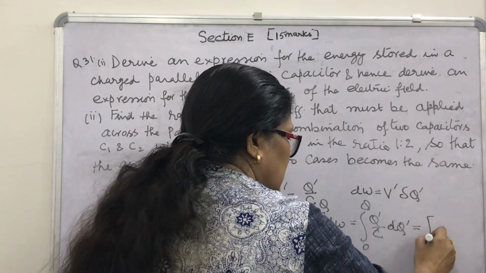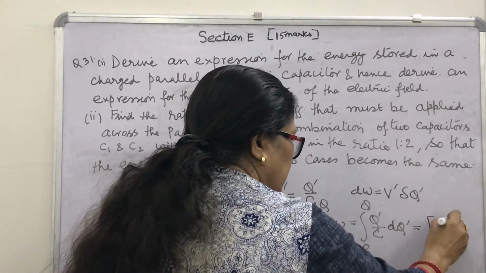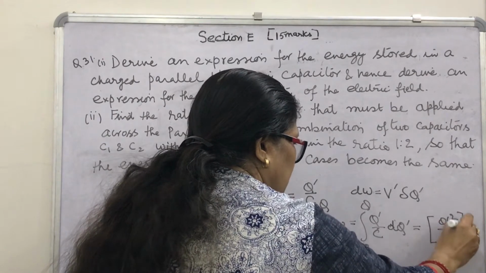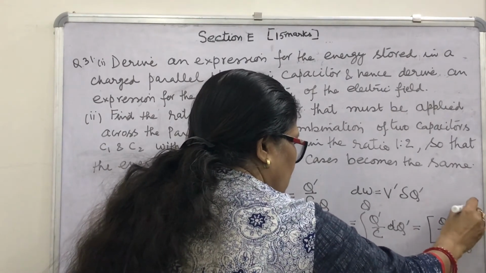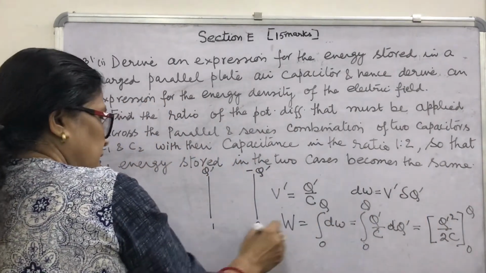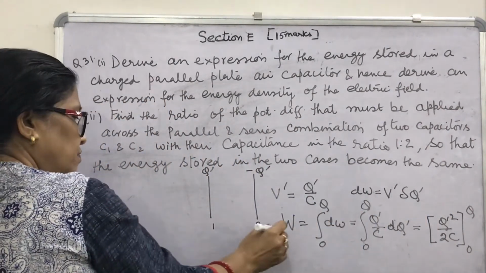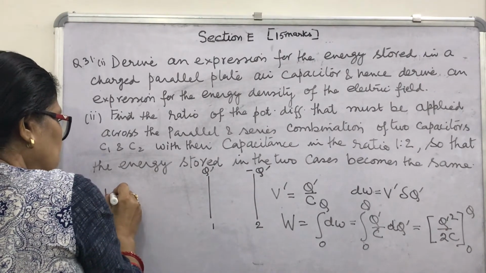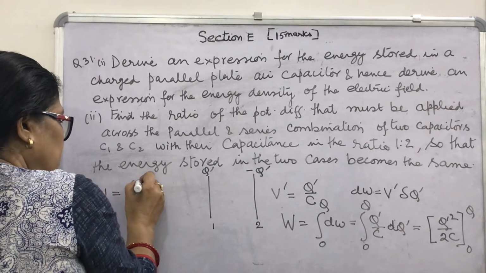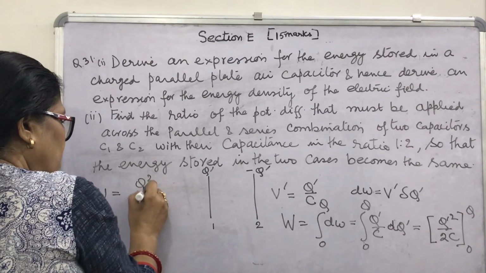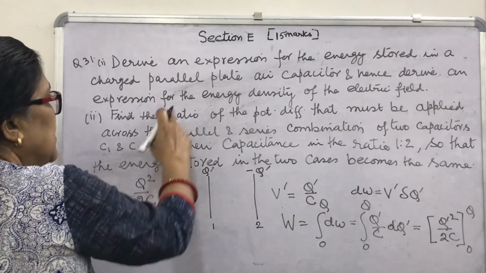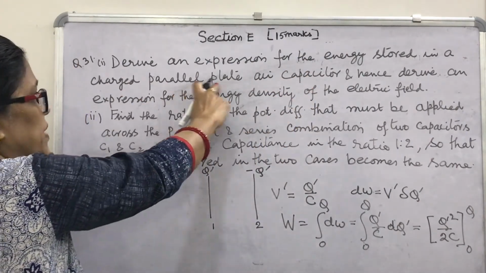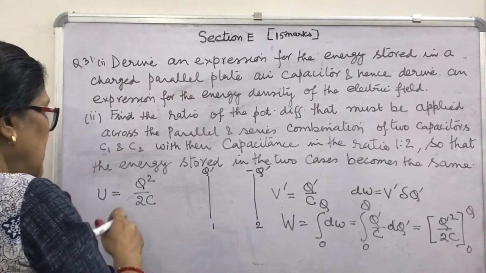So what will you get here? Q dash square upon 2C, with limits 0 to Q. So what will you get? That net work done, which is stored in the form of electrostatic potential energy represented by U. So U is equal to Q square upon 2C. This is the energy stored in the parallel plate air capacitor.